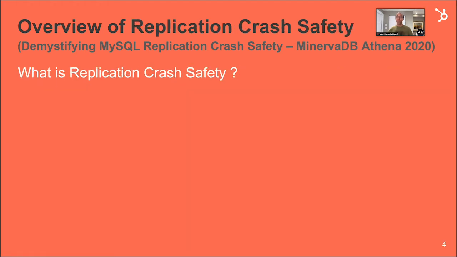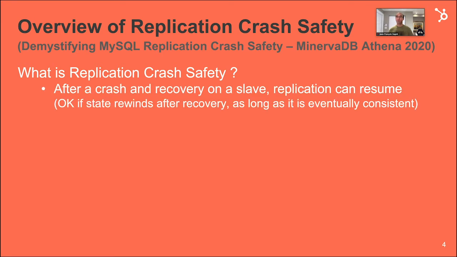So what is replication crash safety? After a crash and the recovery of a slave, replication should be able to resume. We shouldn't have any replication breakage, and we shouldn't have error messages in show slave status like duplicate key or row not found. It's okay if a slave rewinds a little in its state, as long as it will be able to resume replication and converge back to the state of the master.